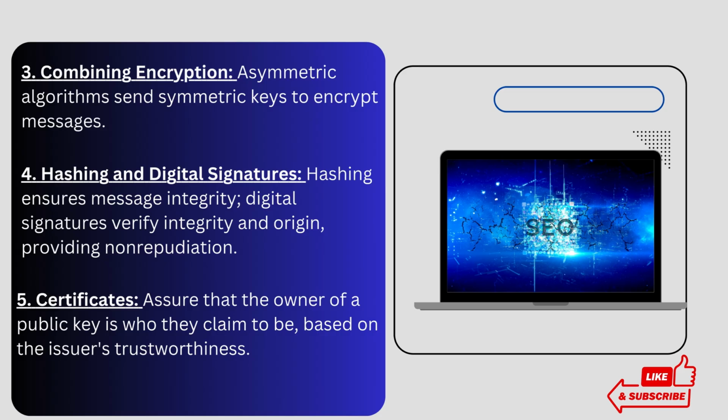4. Hashing and digital signatures. Hashing ensures that the message hasn't been altered. It's all about integrity. Digital signatures go a step further. They prove who sent the message and confirm it hasn't been tampered with. This provides non-repudiation, meaning the sender can't deny sending it.